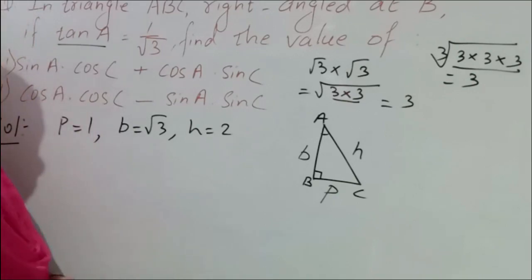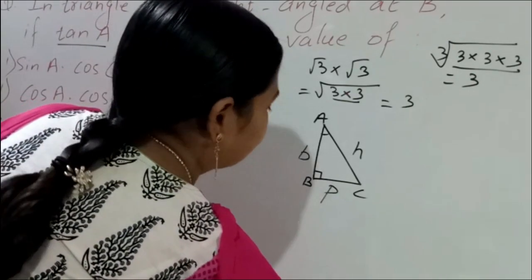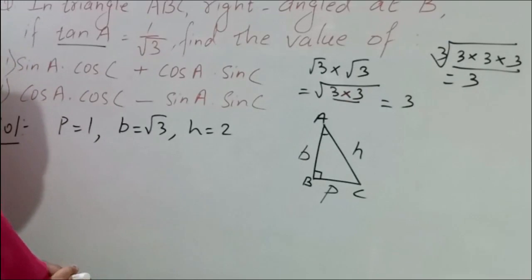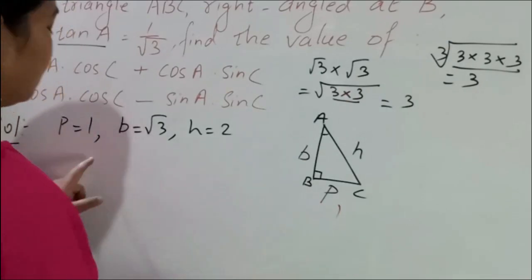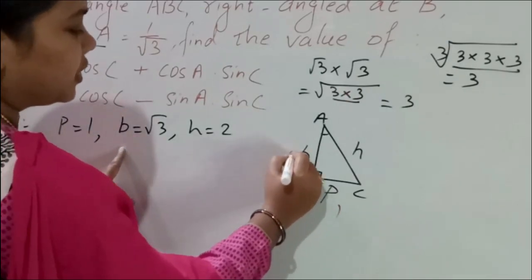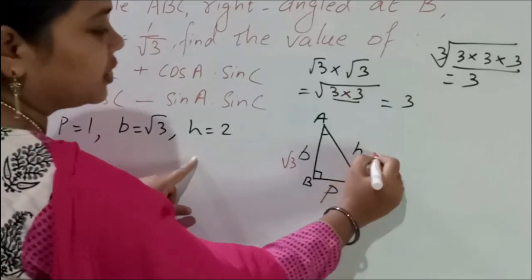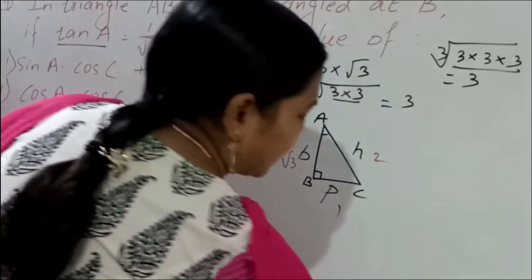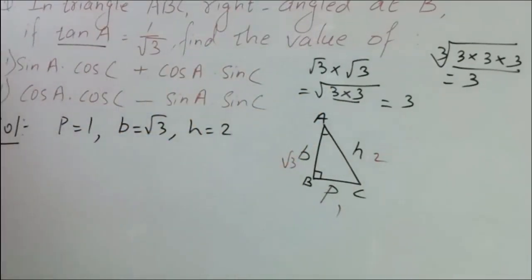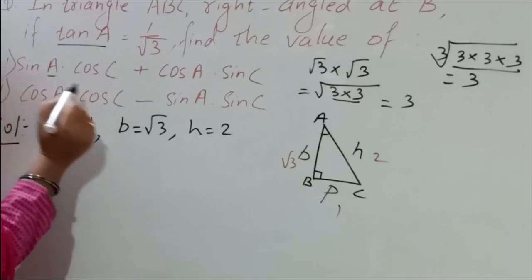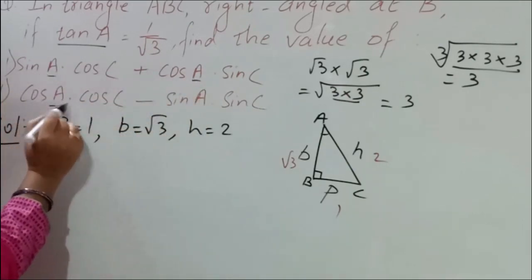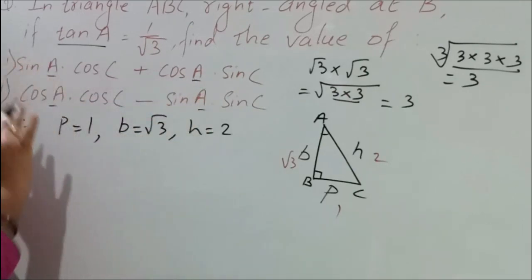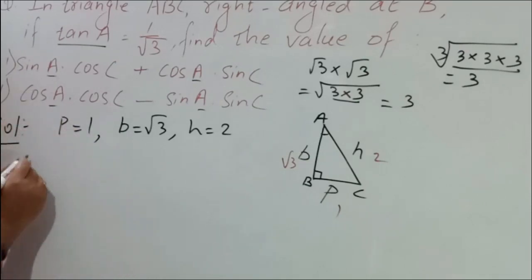Now the values we will mark in the triangle. See what was given? P is 1, B is root 3 and hypotenuse is 2. I am using a different ink so that you can easily understand. Now what is given? See the question. We have sin A, cos A, cos A, sin A. So first find out the sin A and cos A values.